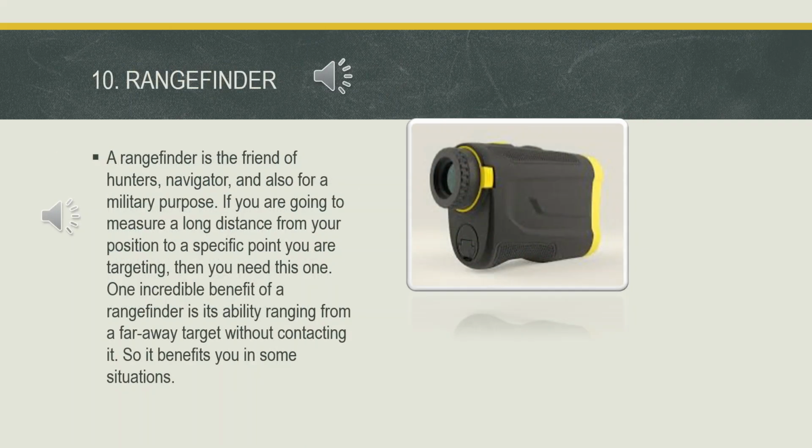The second one is a rangefinder. A rangefinder is a friend of hunters, navigators, and also for military purposes. If you are going to measure a long distance from your position to a specific target, then you need this one. One incredible benefit of a rangefinder is its ability to range a faraway target without contacting it, so it benefits you in some situations. This device can measure the distance between the target and the observer.